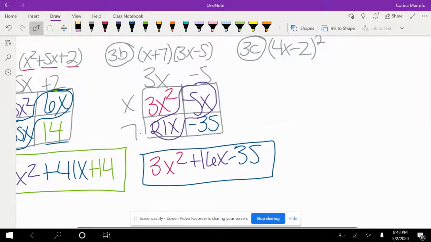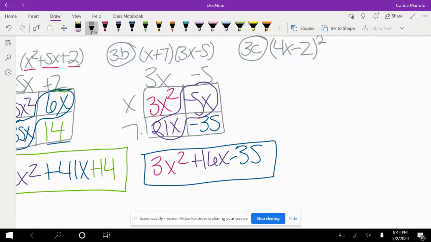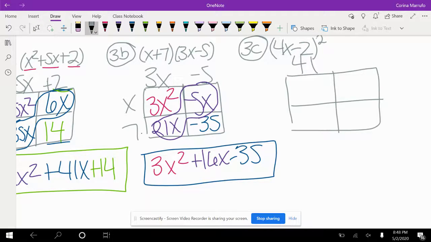And then for the last one, 3c, I'll go ahead and leave this one for you, but let me just help you set it up first. Since it says 4x minus 2 squared, that means the same thing as 4x minus 2 times 4x minus 2. So go ahead and multiply that one out, and then we'll see what you get from there.